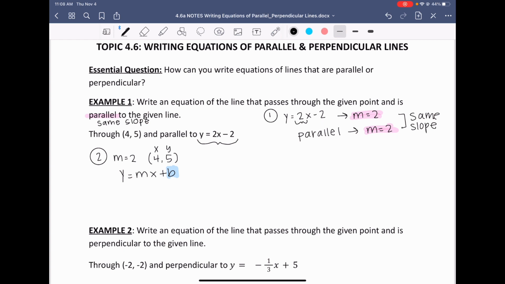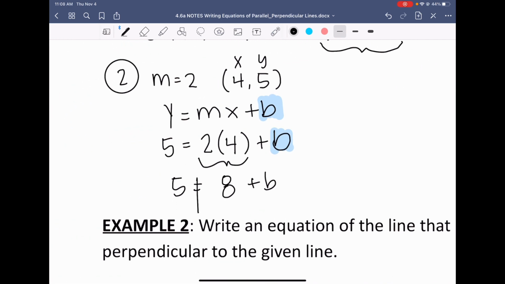Okay, so our y value is 5. Our slope is 2. And then our x is 4. And again, we're solving for b. All right. So then 2 times 4 is 8. And then we're solving for b, so we're going to subtract 8. 8 minus 8 is 0. So then we're left with b equals, and then 5 minus 8 will get us a negative 3. So our b value, our y-intercept, is negative 3.